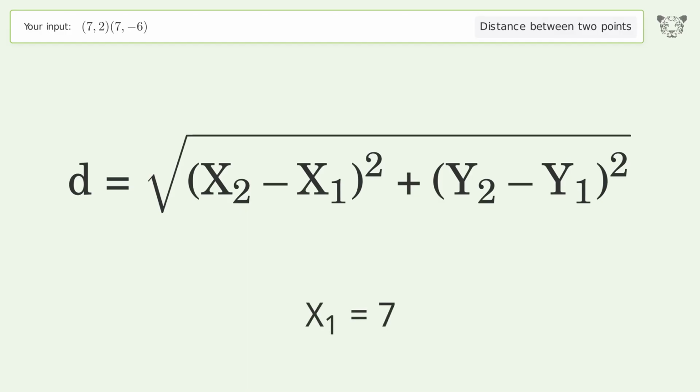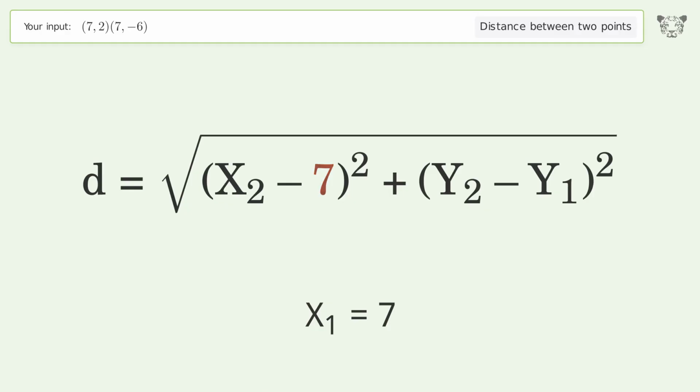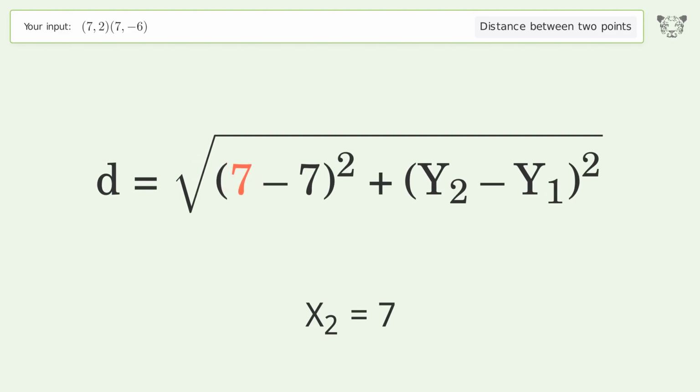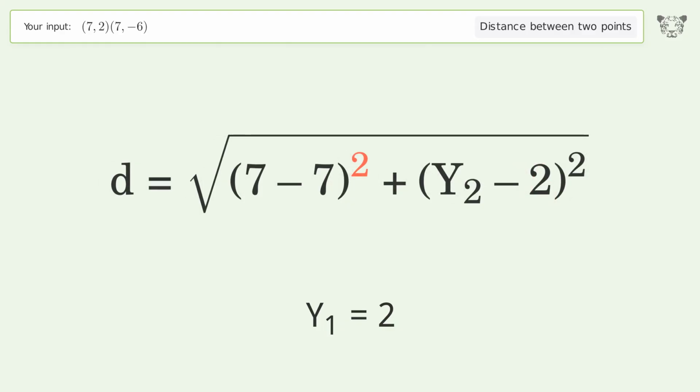x1 equals 7. x2 equals 7. y1 equals 2. y2 equals -6.